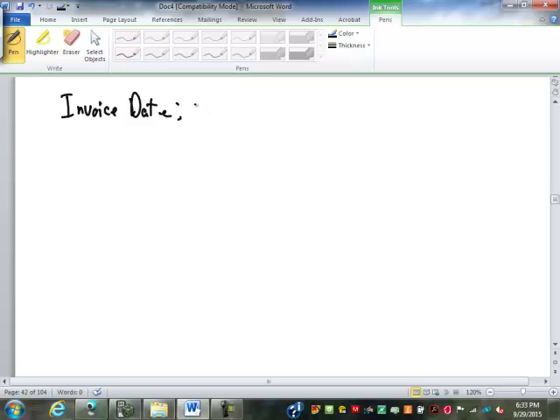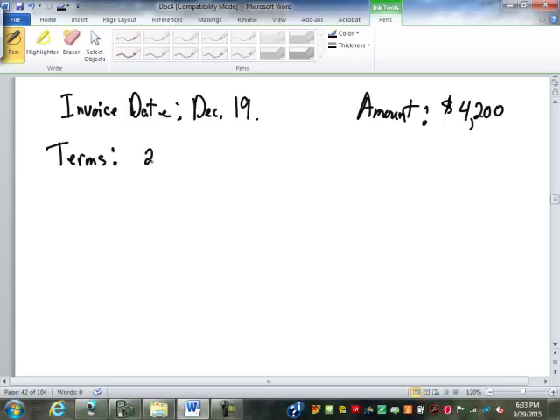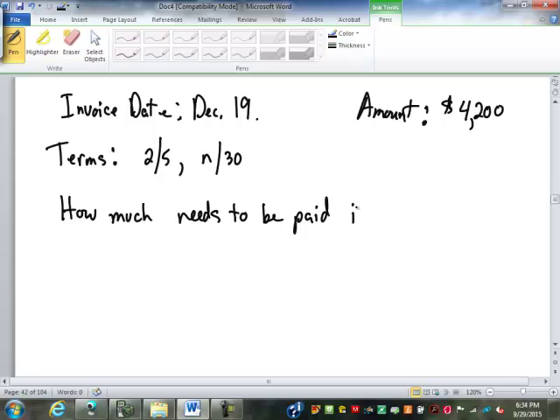So we have an invoice date of December 19th. An invoiced amount of $4,200. Terms: 2/5, net 30. And the question is, how much needs to be paid if paid on December 23rd.